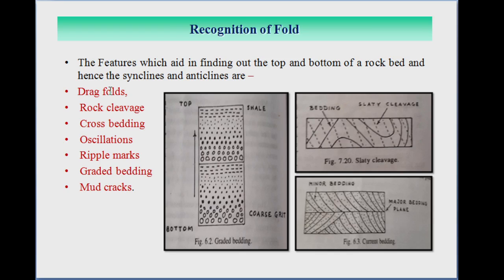Second is rock cleavage. In the figure you can see the cleavage. The flow cleavage or the slaty cleavage is formed due to the parallel orientation of platy and flaky minerals. This cleavage develops parallel to the fold axis, and therefore it can be used in the study of major folds. So with the help of these features, we can identify or recognize the fold.